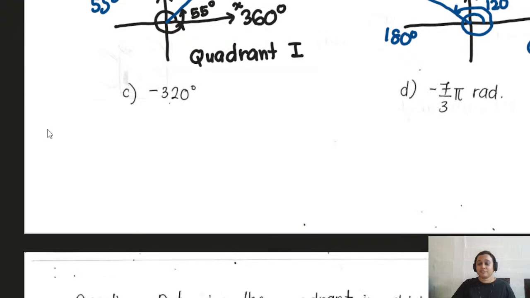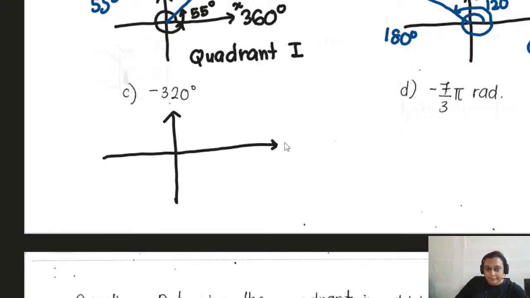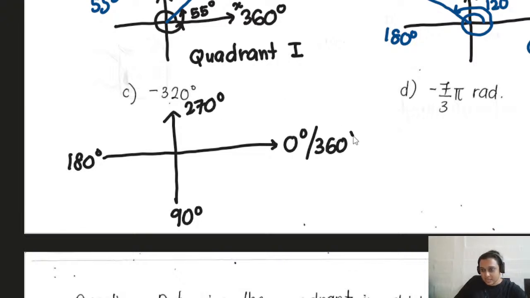Next, negative 320. Negative means kita kena mula dekat mana? Where we should start with. You must start this way. So that means here is your 0. Sini ialah 90, 180, 270. Then here is 360, like that.